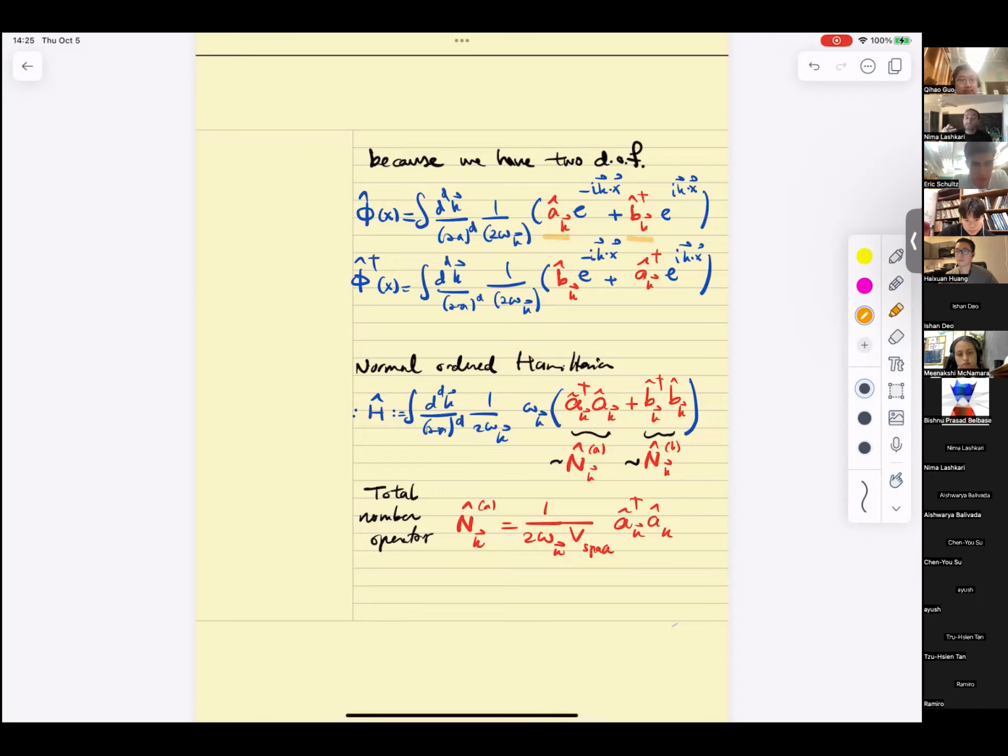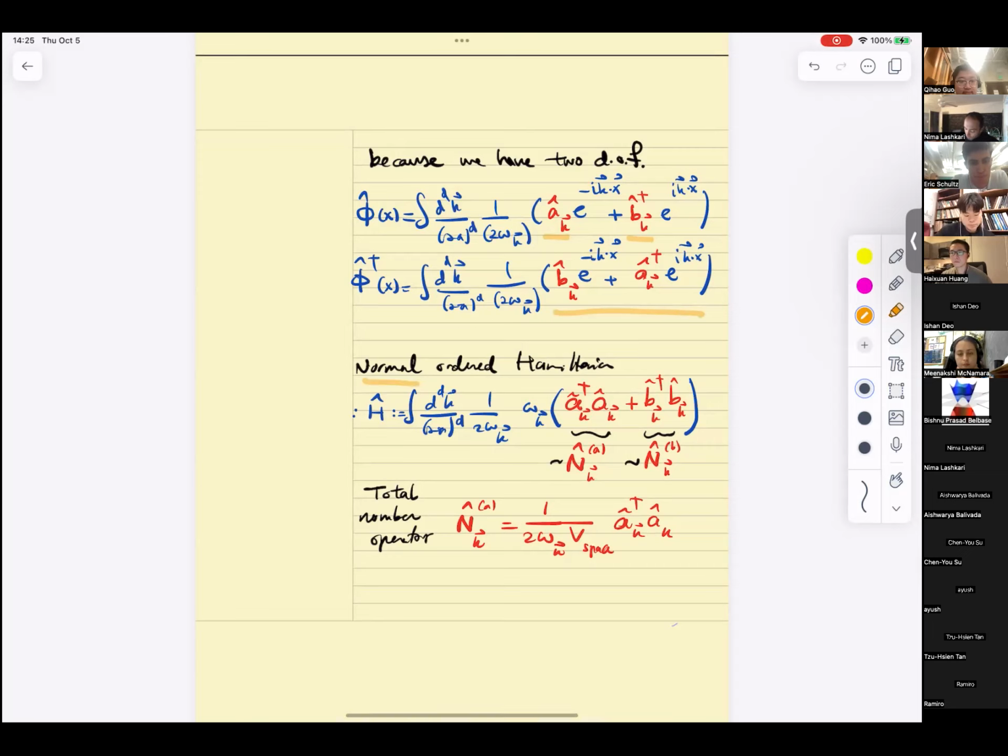Now, because we have 2 degrees of freedom, we will have A and A dagger and B and B dagger. So we have pairs of creation and annihilation operators, one pair for one of the modes and another pair for the other. It's like a complex field could be written as phi 1 plus i phi 2, right? There are a pair of degrees of freedom. All right, so these are the definitions for phi and phi dagger.